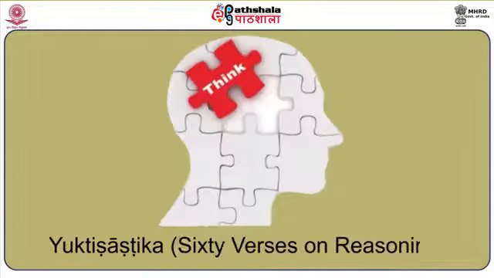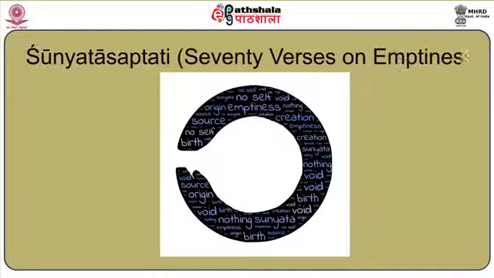Second text is Yukti Shastika, or the 60 stanzas on reasoning. It is a shorter treatise discussing the notion of emptiness and dependent origination, which is also called Pratitya Samutpad. Then comes the 70 stanzas on emptiness, which is called Shunyata Shaptati. Another short treatise dealing in addition with questions of agency and the 2 truths.